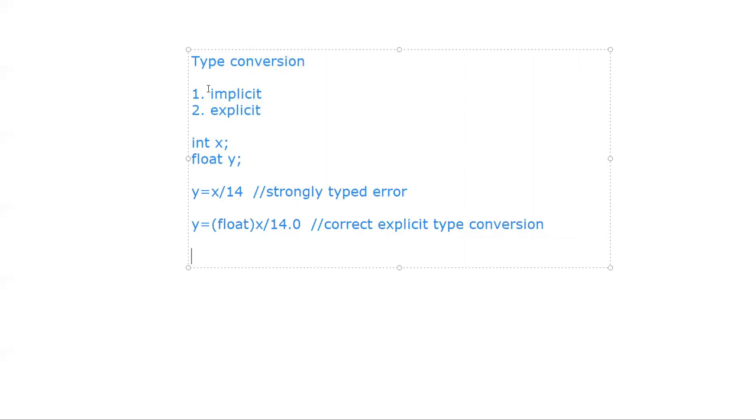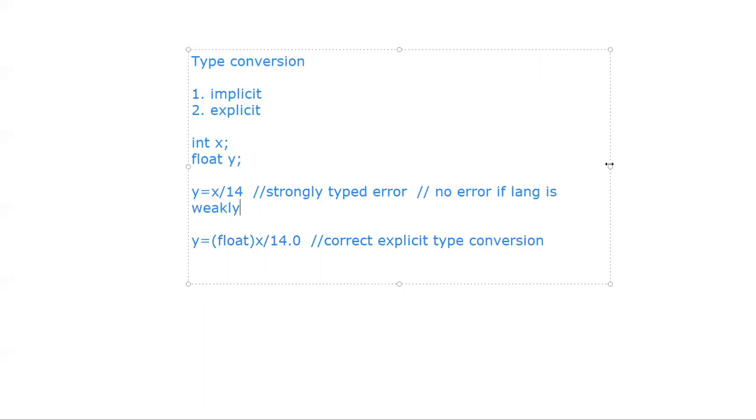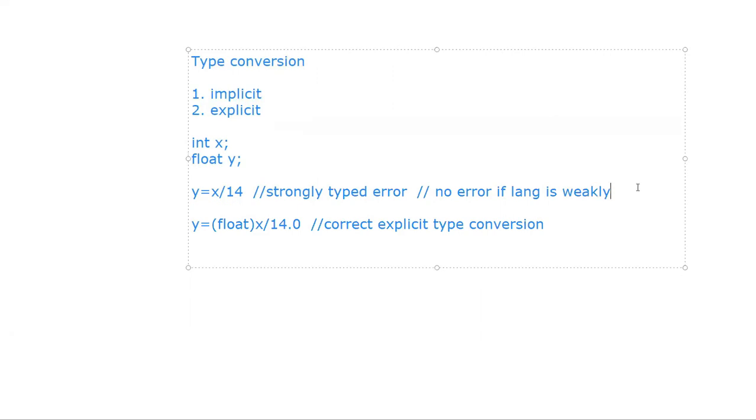फाइन. But there will be no error if language is weakly typed. If your language is weakly typed, like Java and all, then this statement won't give you any error. It will automatically convert the result into the float. Fine.